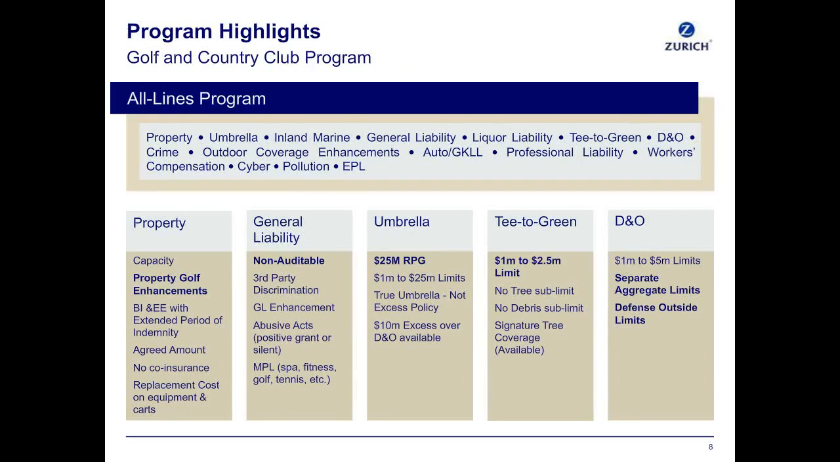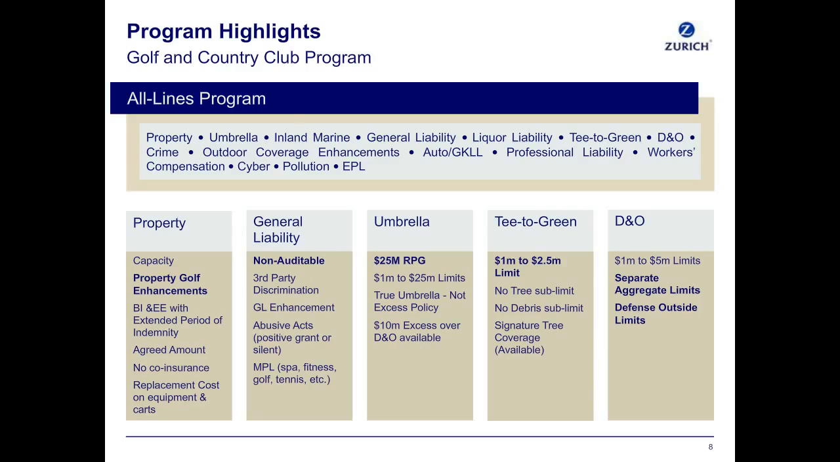We are an all-lines offering that includes package, including liquor, herbicide, pesticide, miscellaneous professional for golf and tennis pros, and outdoor property coverages specifically designed for golf and country clubs. D&O and EPLI insurance, workers' compensation, and umbrella are also part of the program. So let's break down a few of the coverages found in the program.